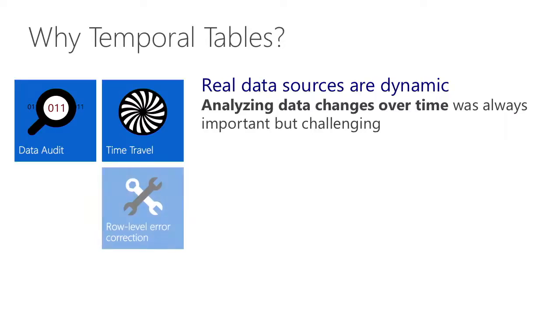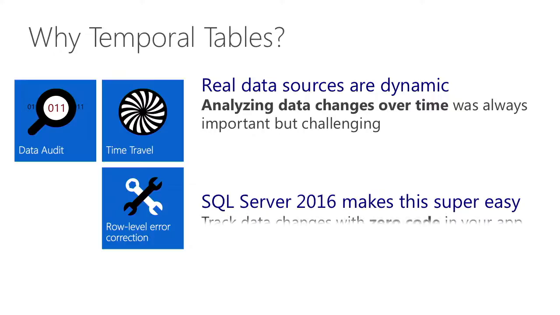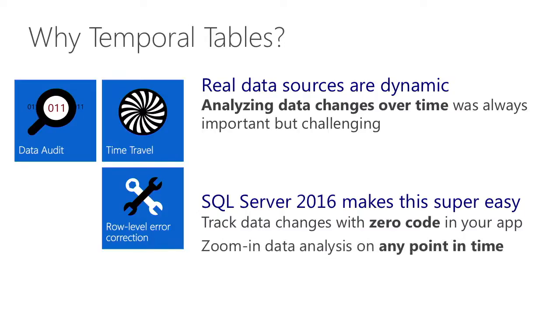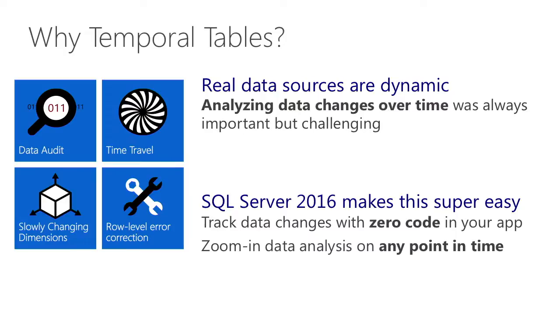Another interesting feature is row level correction. Imagine that somebody just changed some record in your table and you need to immediately find the previous version and then correct this error. With Temporal, you can do it very easily. You can just go to any point in time in the past, find the previous version of your data and just revert it back. If you're working in data warehousing scenarios, you can use Temporal for slowly changing dimensions. This is a perfect fit for this use case.